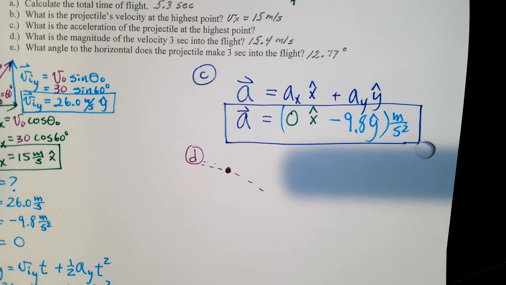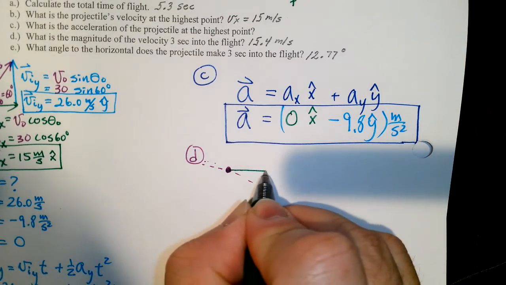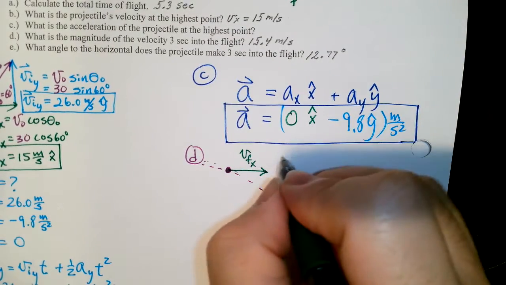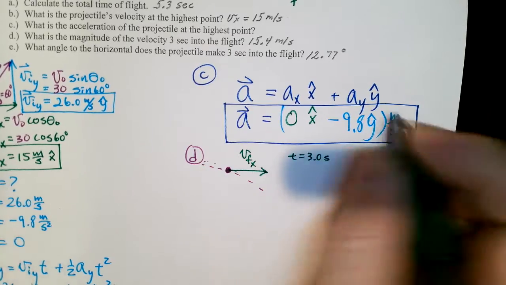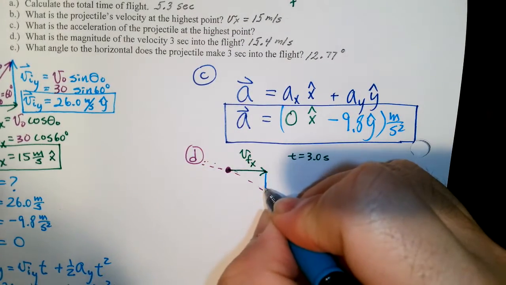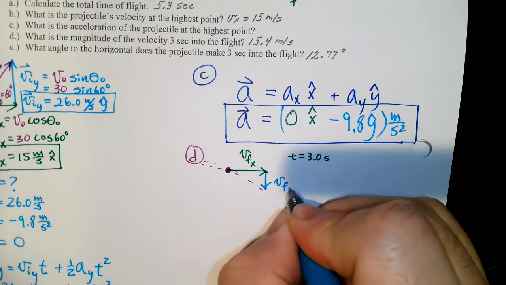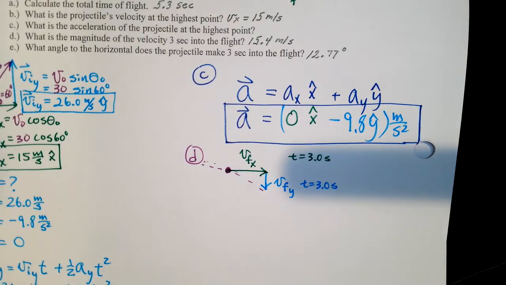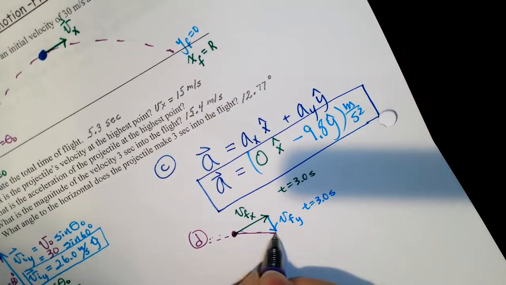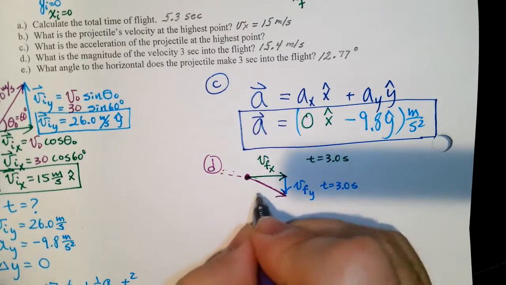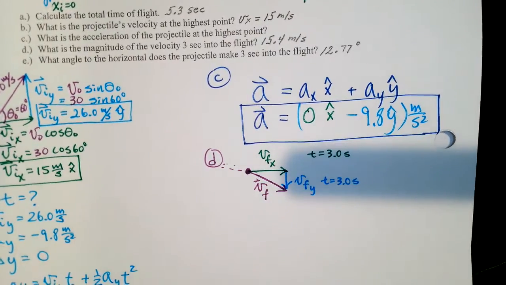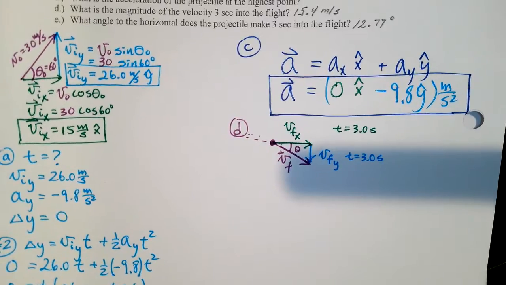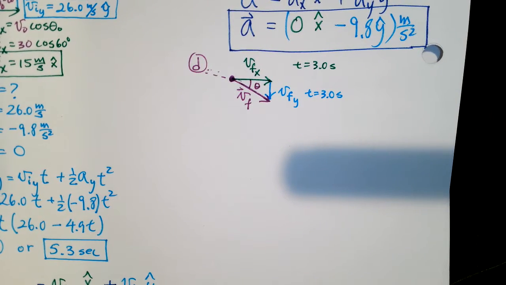So here, I will have VFX when t is equal to 3 seconds, and I will have my VFY at t is equal to 3 seconds. So this would be my VF, and this would be the angle theta. All right?